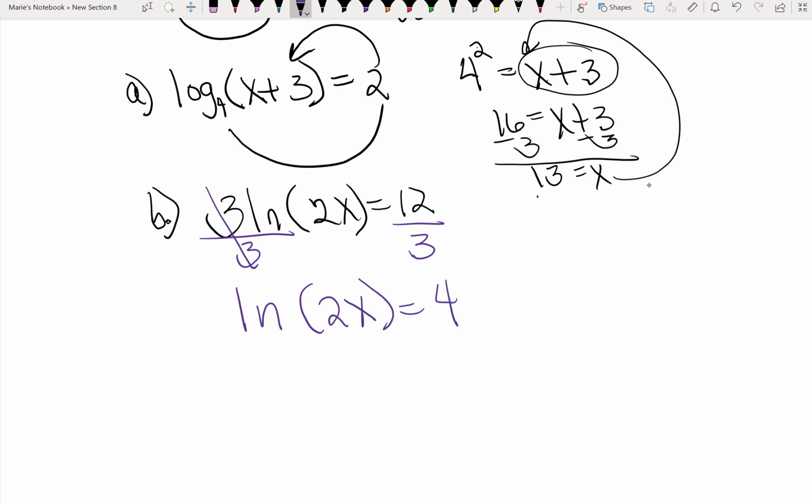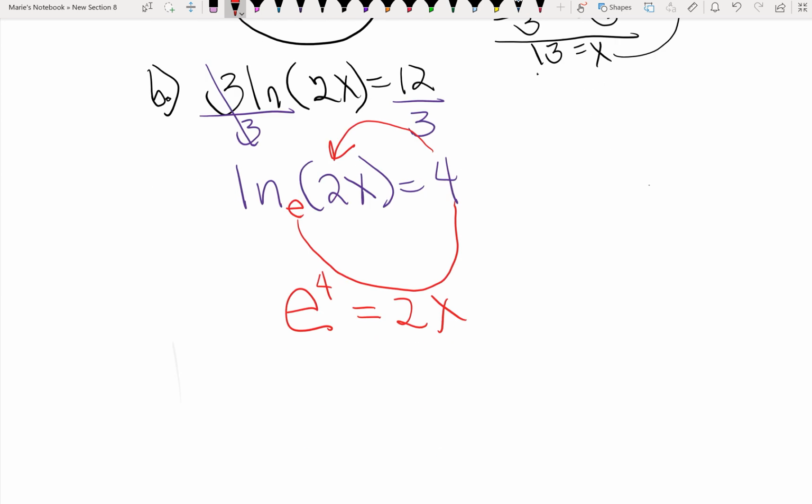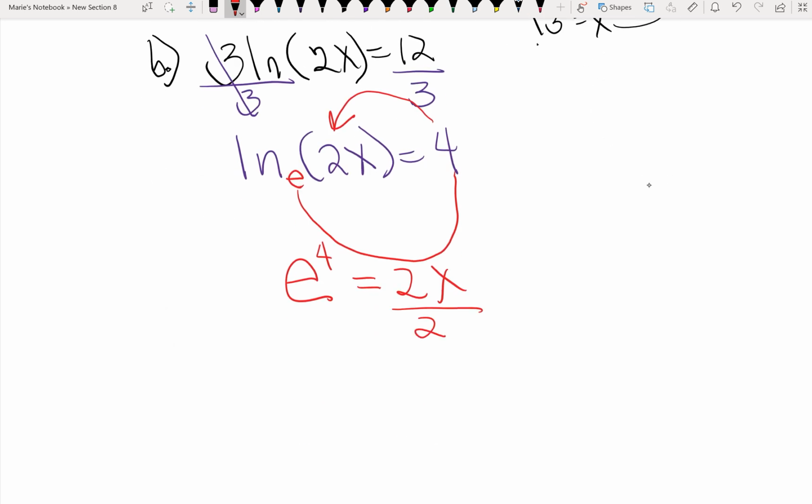I also want you to remember with natural log what sticks. You guys asked me this question, and I answered it. I don't think you remember or understand why I said what I said, but this is why. You see how the base here is e? And so we're going to re-express this as e to the 4th is equal to 2x. I'm solving for x. I'm simply going to divide by 2 on both sides. So x is equal to e to the 4th over 2.